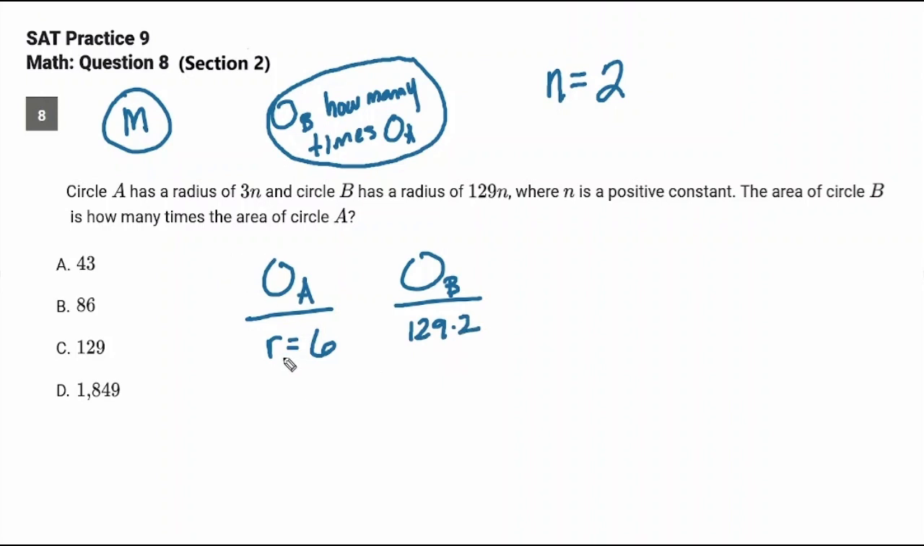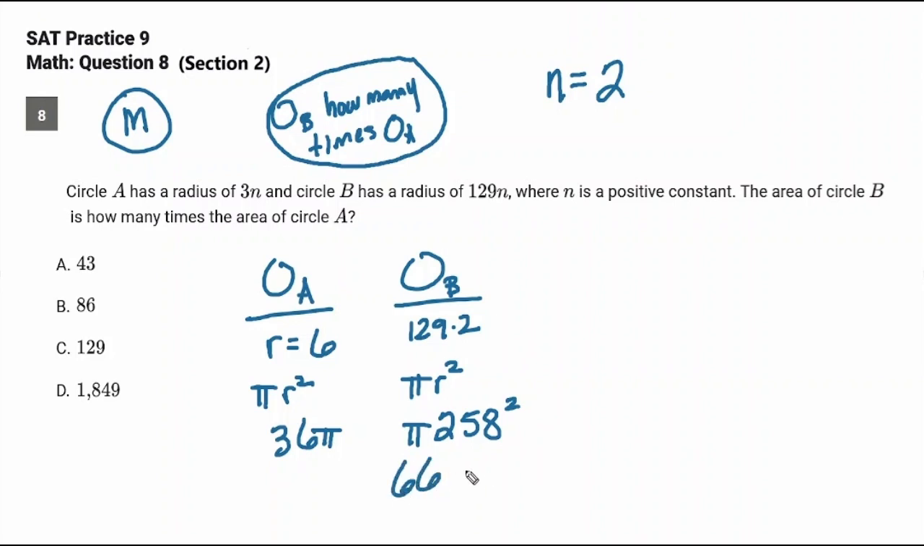So the area of circle A, pi r squared, pi times 6 squared, that's easy, that's 36 pi. This one's pi r squared again for circle B. This is pi times 129 times 2 squared. So get out your calculator. That's 258 squared. It's going to be a big number. But what do you care? You got a calculator. So it's 66,564 pi.